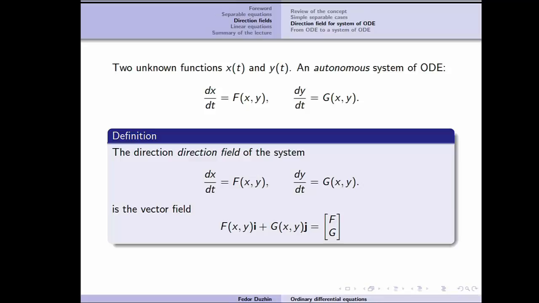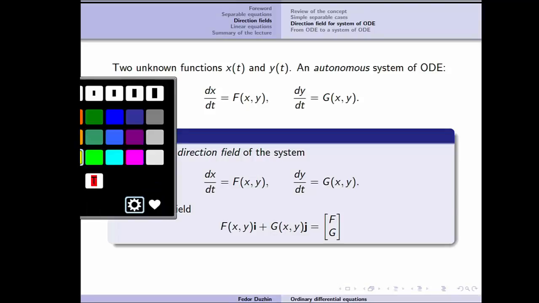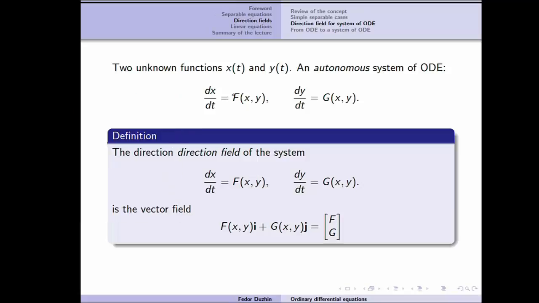have two unknown functions, x and y, both are functions of t. Notice that the right-hand side of our differential equation does not have t, so it is completely a function of x and y. Then, if we take these expressions f and g and combine them into a vector field, right? So just the first component is f and the second component is g, then we get the direction field of the system of differential equations.